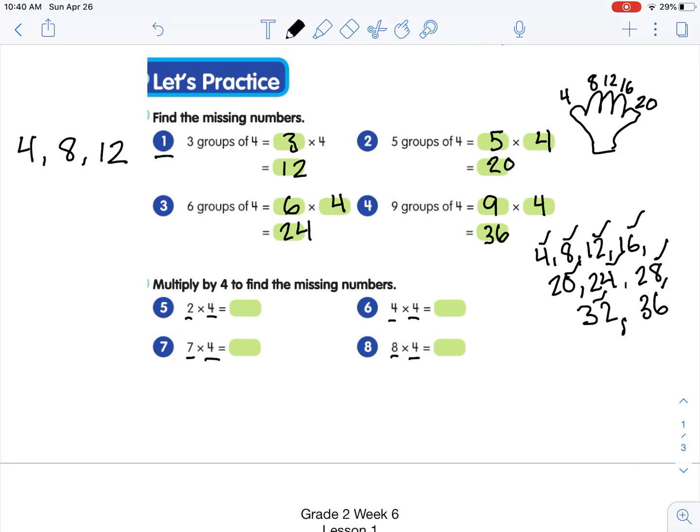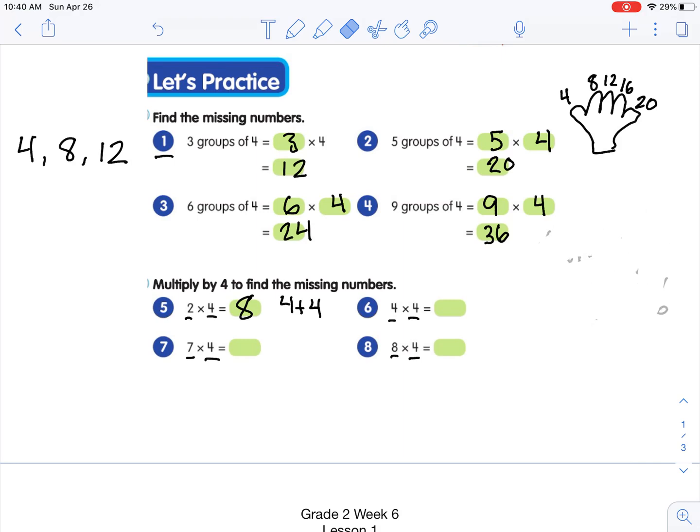Well, I know number 5, I know 2 times 4 is just skip counting by 4 twice. So that's the same thing as saying 4 plus 4. And I know 4 plus 4 is 8. Doubles fact. Number 6, 4 times 4. Well, I can skip count by 4 times. I'm going to erase this work over here so I can have room for my other work. Let's do that 4 times. 4, 8, 12, 16. 4 times 4 is 16.